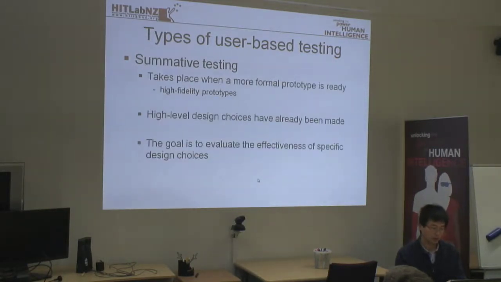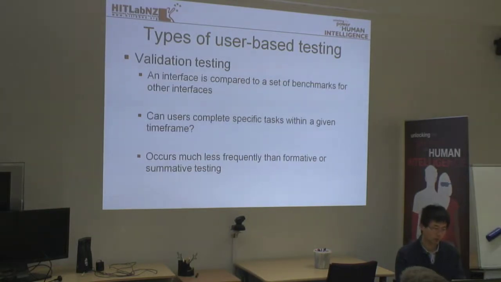In the summative testing, if you have more solid prototypes and you have design alternatives, then you can test them and see which one is making more sense or performing better. And with the validation test, of course, if you have a more solid prototype almost done, then you can validate if it meets a certain level of goals that you set at the early stage.